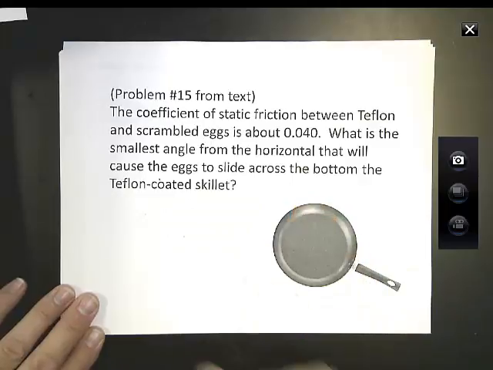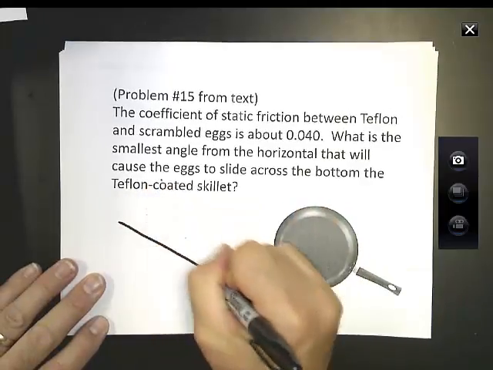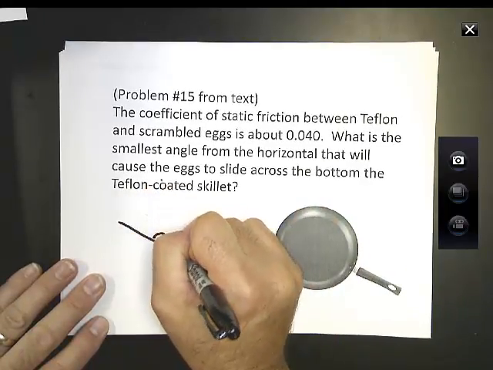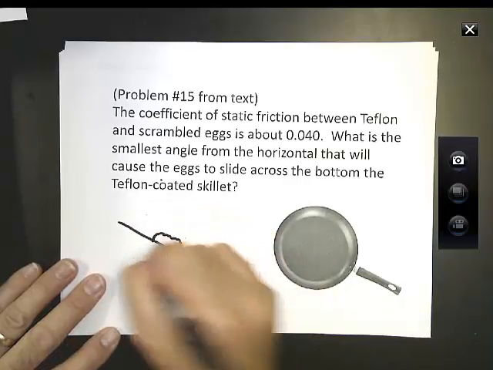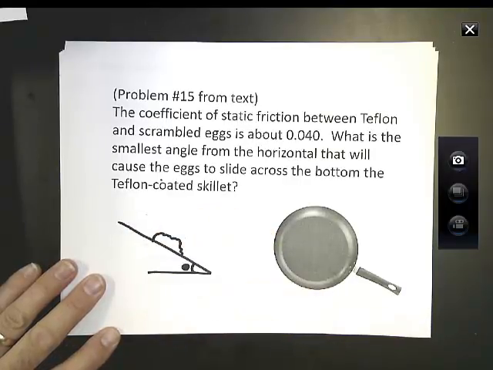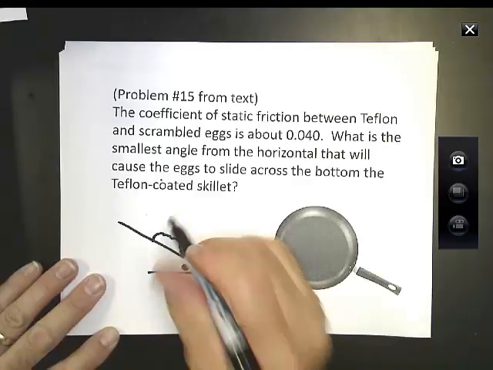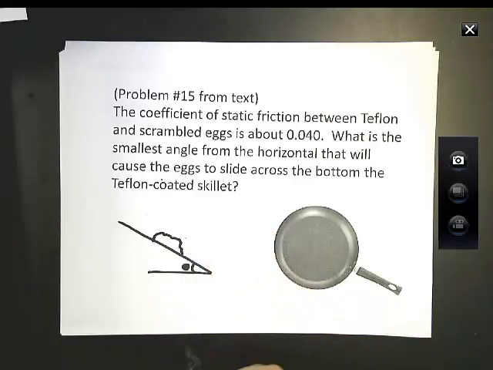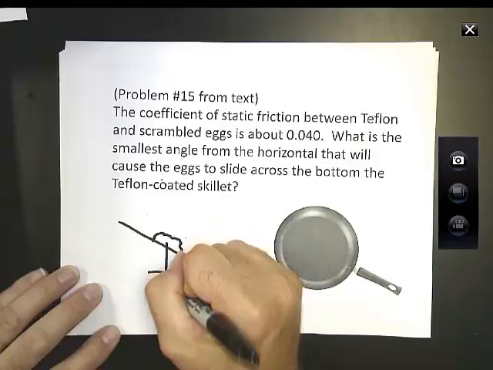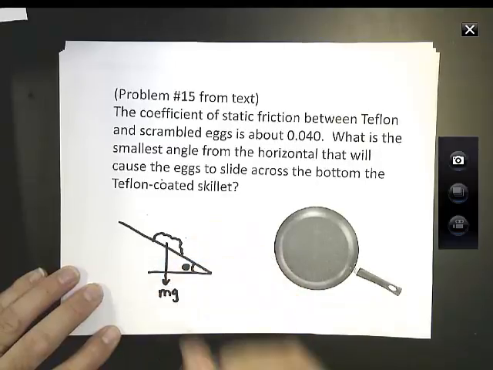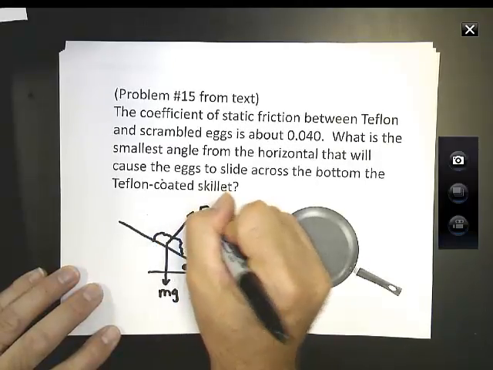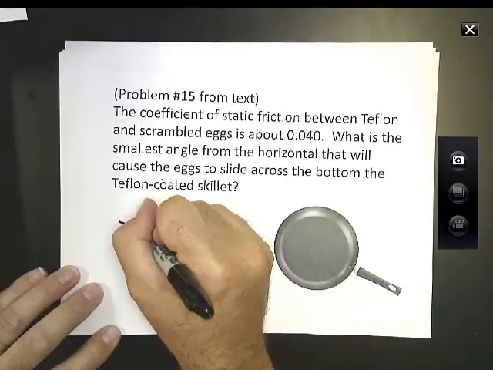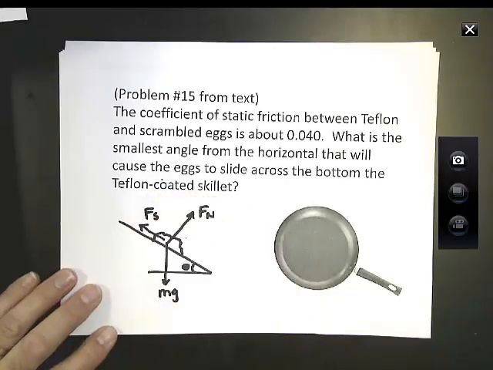Imagine we take this pan and we go ahead and tilt it to some angle. And here's the scrambled eggs. If we just tilt it, there are no other forces acting on these scrambled eggs except the weight, the normal force, and static friction. Okay?